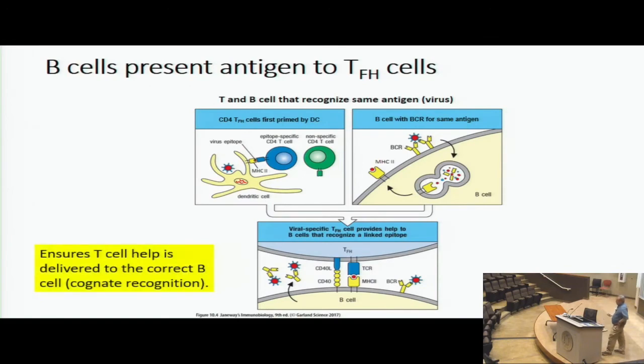the T cell delivers the help to the correct B cell. The helper cell only delivers help to the correct B cell that produces antibody to the same antigen that it recognizes. You get that? Yeah.